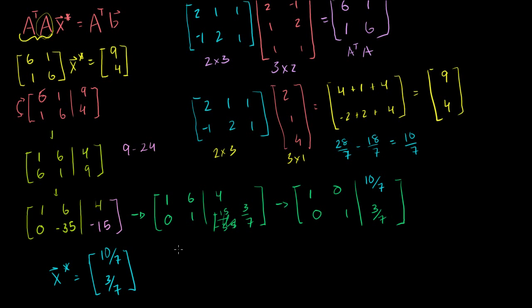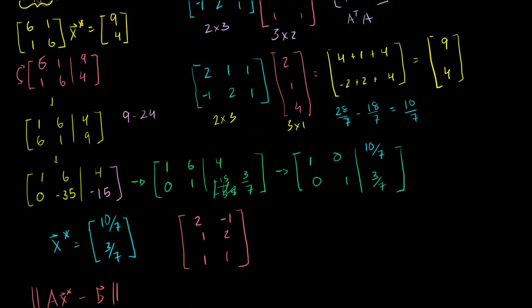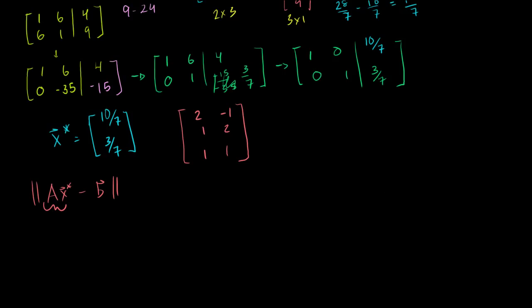I know it's off the page right now. So our original matrix A was [2, -1; 1, 2; 1, 1]. That was our original matrix A right there. And then our x star, we were able to determine, is 10/7 and 3/7. So A x star is going to be this product. So what is it equal to?